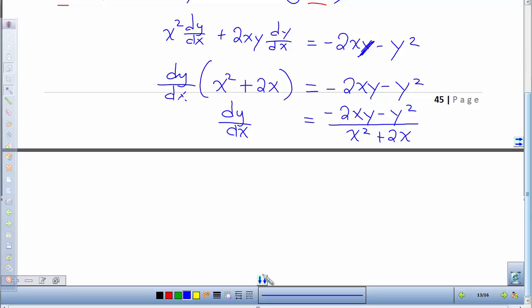Now we could go a step farther and factor, because I can see in my numerator there's a y that's common, and I can see in the denominator there's an x that's common, but the y and the x won't cancel each other out, so we'll just leave that like that for now.